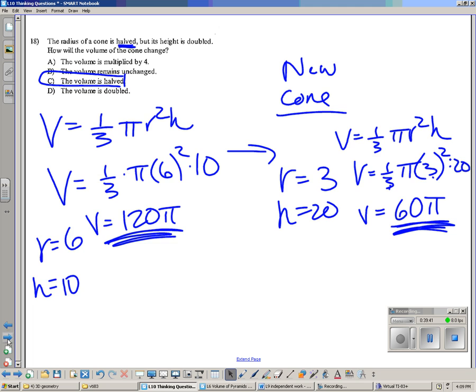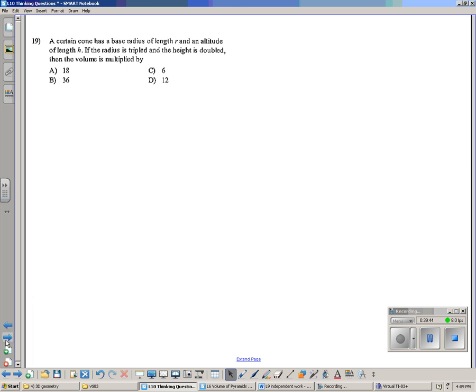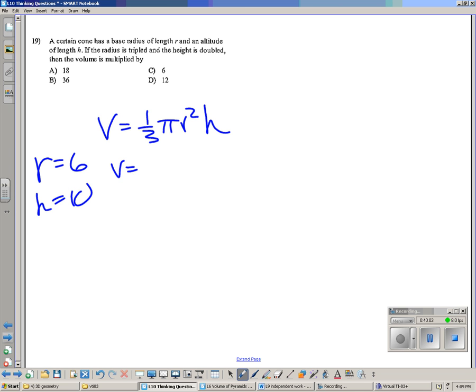And last but not least, number 19. A certain cone has a base radius of length r, and an altitude of length h. If the radius is tripled and the height is doubled, then the volume is multiplied by blah. So let's do the same thing. I'll even use the same numbers. R was 6, the height was 10. So we said from before, the last problem, here's the volume formula for a cone. We have 1/3 pi times 6 squared times 10, and the volume was 120 pi.